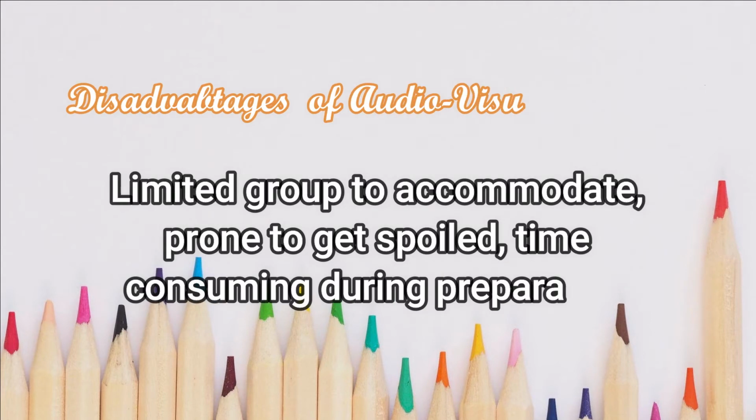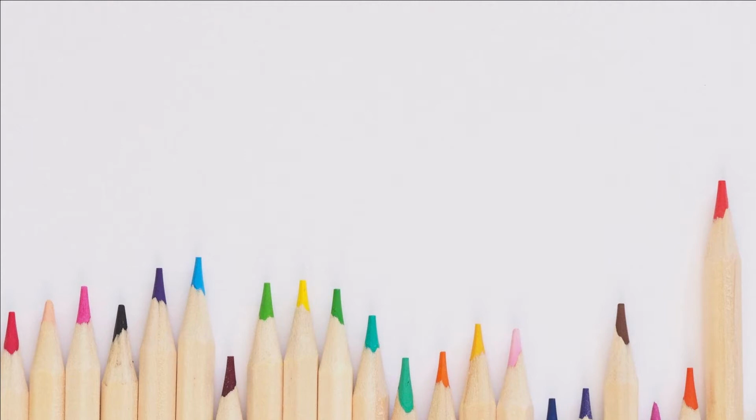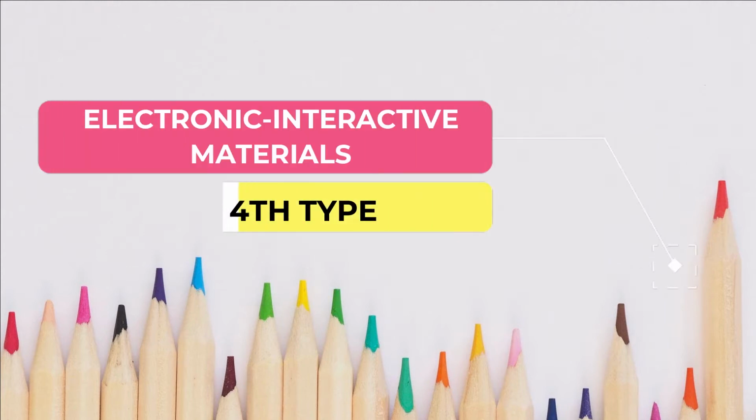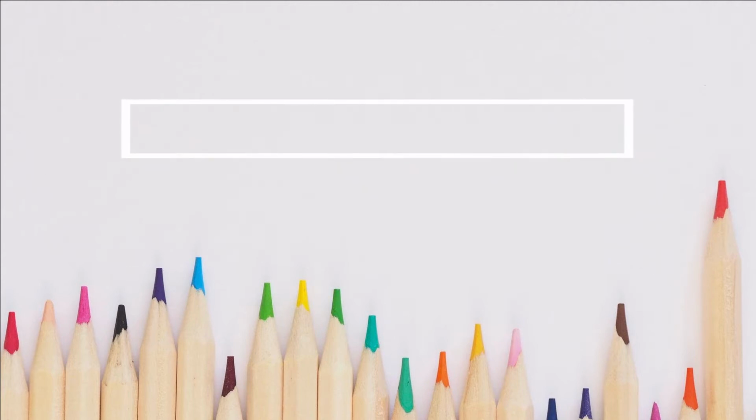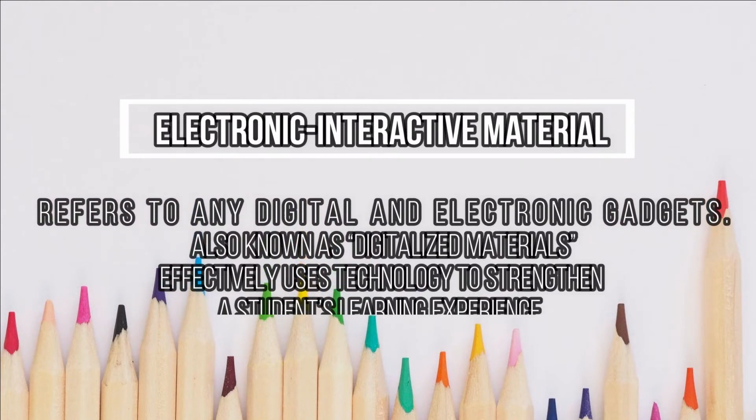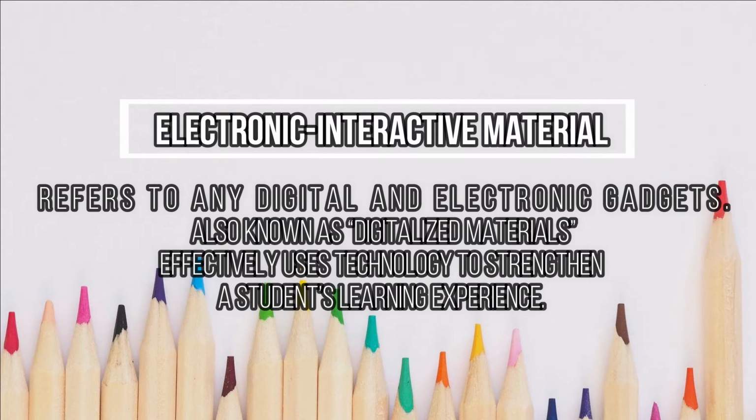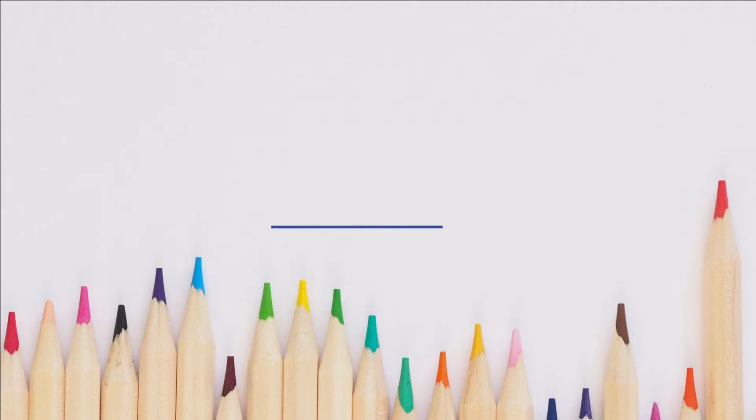On the other hand, AVM are prone to get spoiled. Only a limited group can be accommodated, and preparation is time-consuming. Electronic interactive materials refer to any digital and electronic gadgets. Electronic interactive materials are also known as digitalized materials. This type of material effectively uses technology to strengthen the students' learning experience.